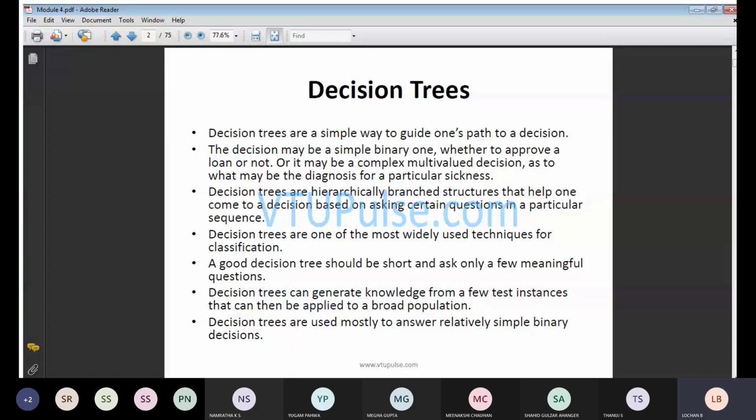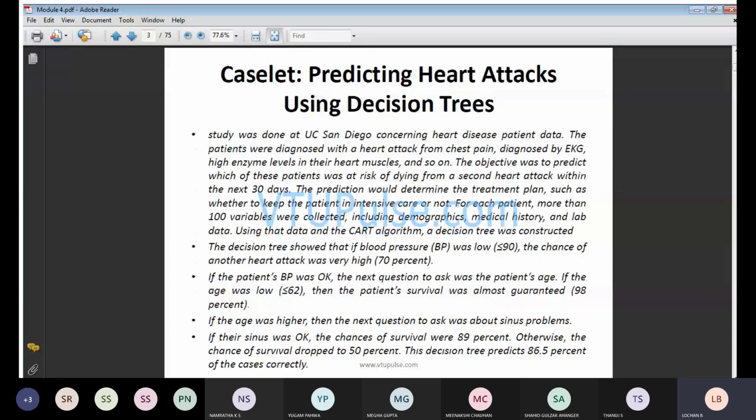This is one particular example they have taken, that is predicting heart attack using the decision tree. Some examples they have taken. See, for example, what is the objective? What this particular slide shows is the overall objective.